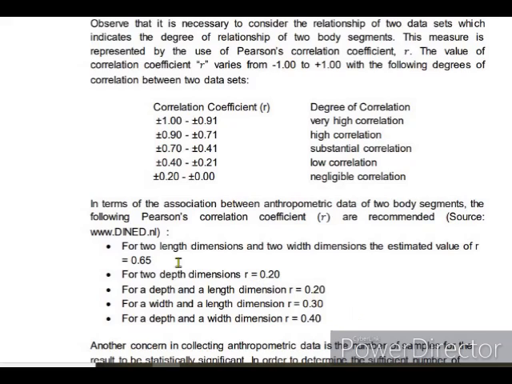www.dined.nl, so you can visit that. So for two length dimensions and two width dimensions, the estimated value of R is 0.65. And for two depth dimensions, so these are estimations, okay guys, so that you can have your value of R already, okay? R is equal to 0.20. Next, for a depth and a length dimension, R is equal to 0.20. For a width and a length dimension, R is equal to 0.30. And for a depth and a width dimension, R is equal to 0.40.